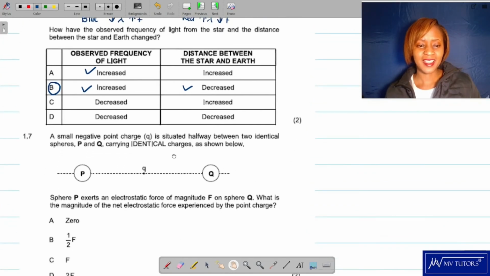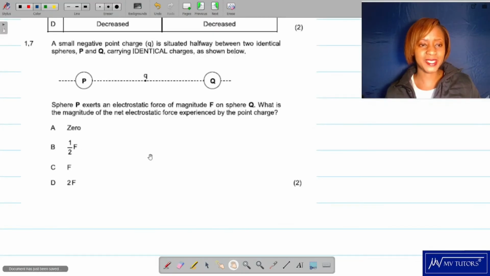Okay, and then 1.7: a small negative point charge Q is situated halfway between two identical spheres P and Q carrying identical charges as shown below. So this one here, Q, it's negative. I'm assuming P and Q are positive, but anyway, let's just see. Sphere P exerts an electrostatic force of magnitude F on sphere Q. What is the magnitude of the net electrostatic force experienced by the point charge?